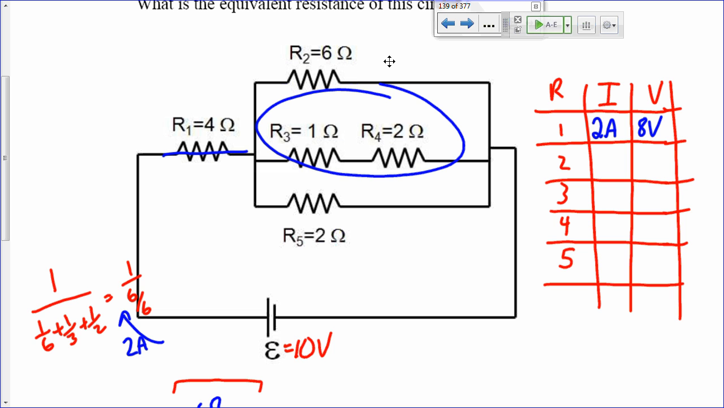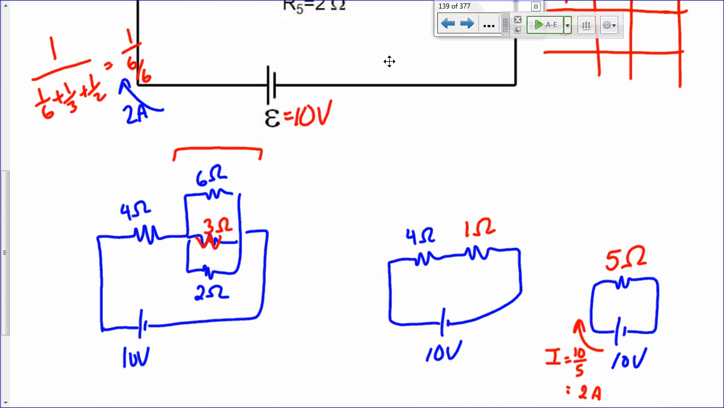Alright, now I can immediately start filling in some other values. What is V2 equal to? 2 volts. It has to be 2 volts. The reason we know this is because I have 8 volts here. Let me go down to these equivalents. So I have 8 volts here, so that means I have to have 2 volts here, because 8 plus 2 equals 10.